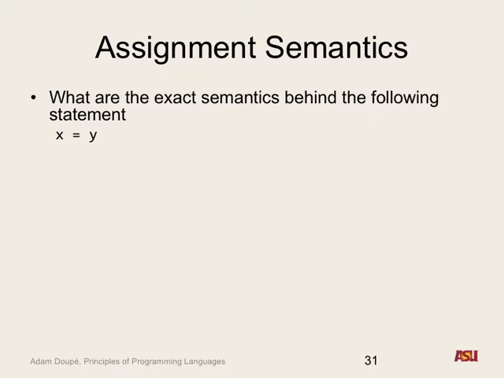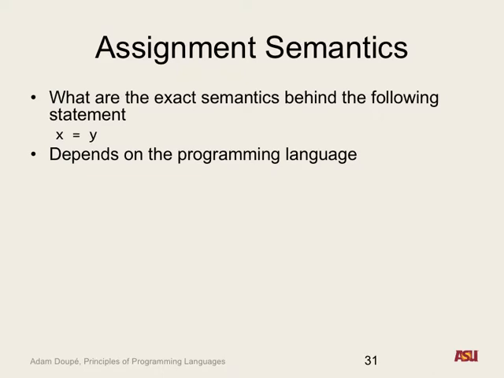I guess one thing is, in some languages, this actually isn't how you do assignment. This would be an equality check that says, is x equal to y? Like in, I think in SQL, this is how you do equality. It's not a double equals. So it really depends on the programming language, right? What exactly happens here? What happens with pointers? What if they're pointers? What if there's values in there? What about if there's values associated with x and y?